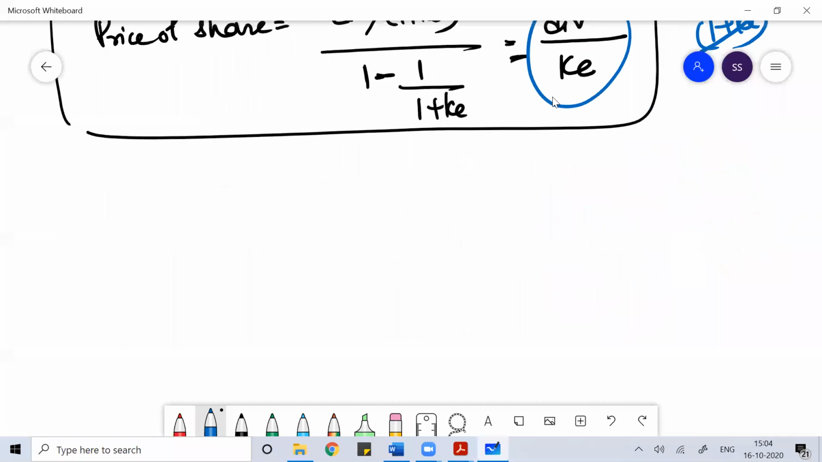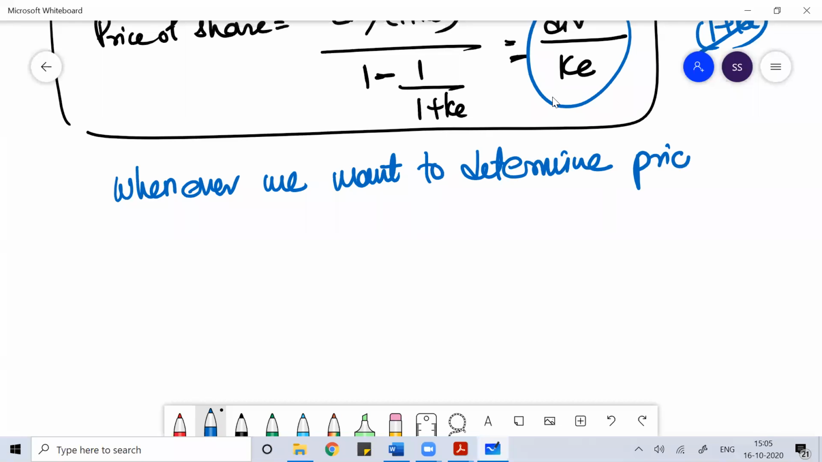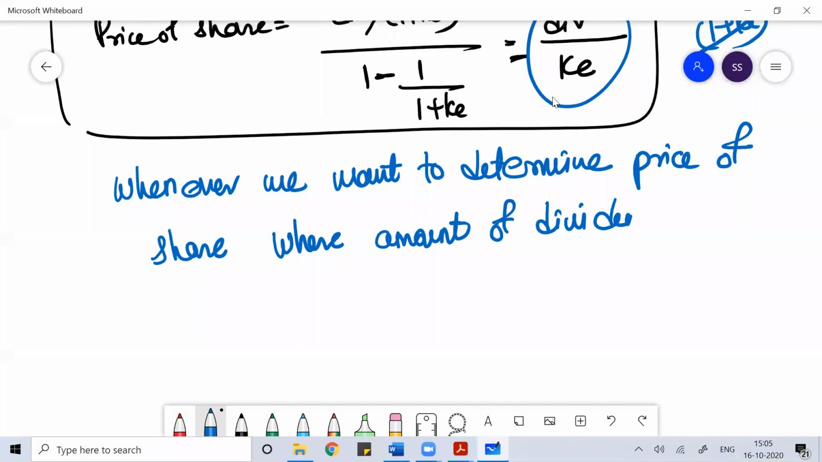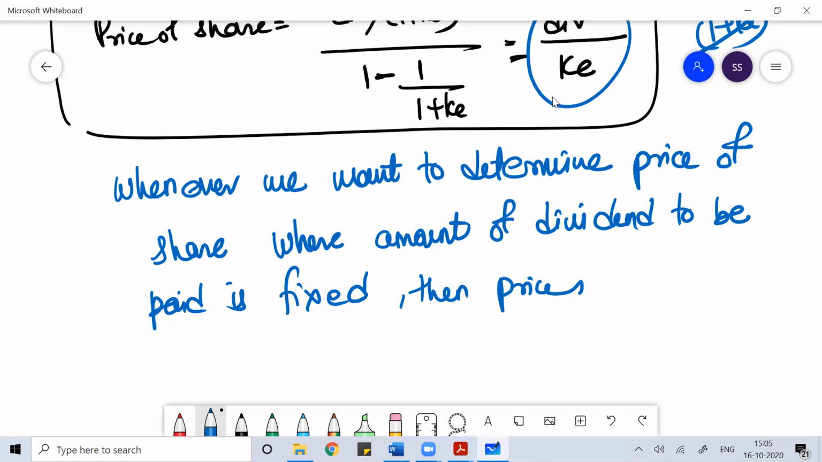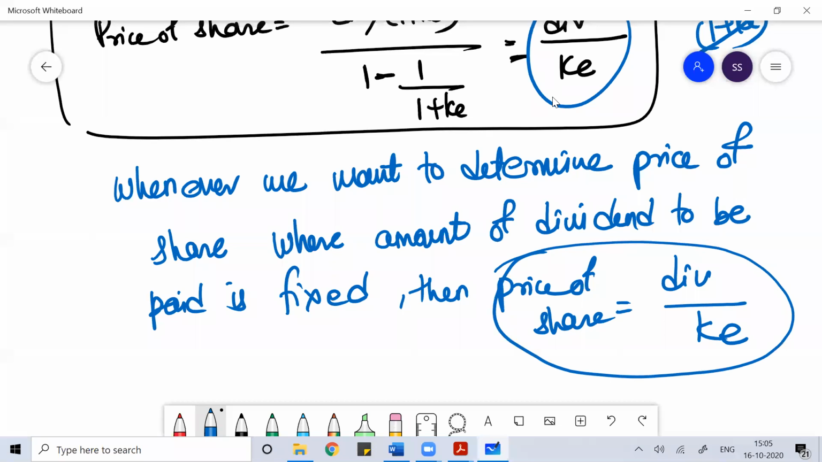Everyone please remember, whenever we want to determine the price of share, and where the amount of dividend to be paid is fixed, then the price of share is equal to dividend divided by cost of equity. Remember this formula.